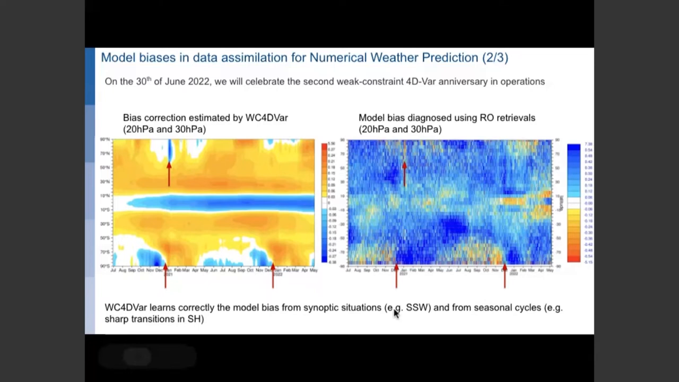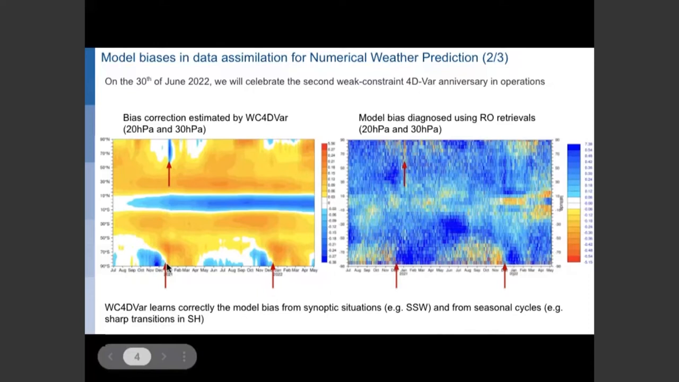And now we can look at some features that happened over the past 2 years. The first one you can see is in the southern hemisphere, where in December of each year, you've got this very sharp transition from a warm bias into a cold bias. You've got that there, and you've got the same thing the following year happening again. And the very good news for us is that weak constraint is learning that correctly and picking up the transition at the right time and the right place. So that's very good news.